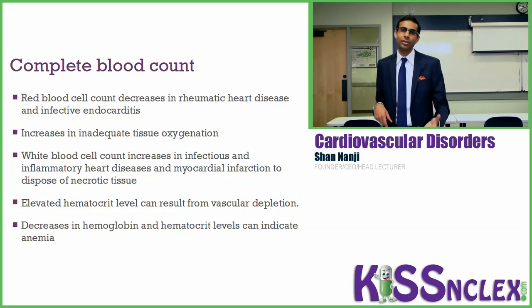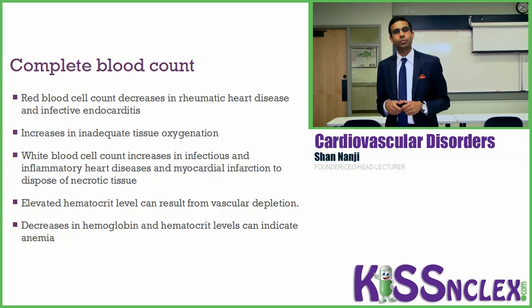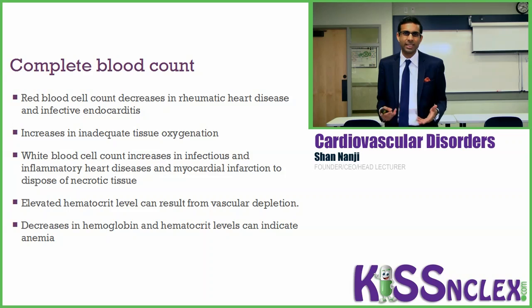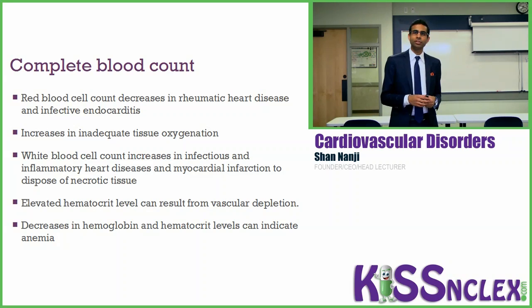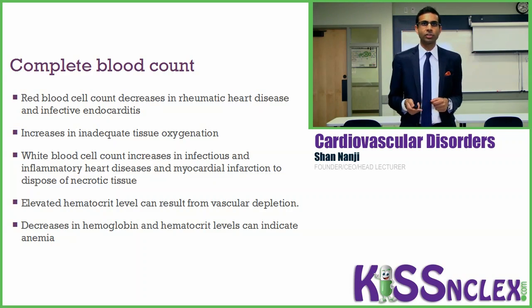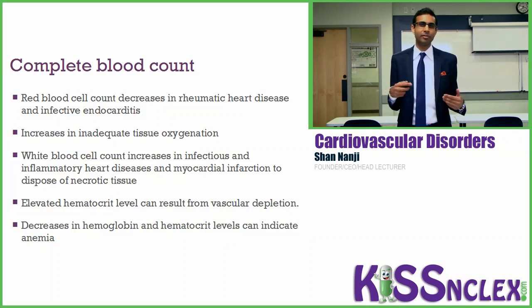And the reason they do that is so that white blood cells can go and get rid of this necrotic tissue. Okay, so if you have an infection or necrotic tissue, you can have increased white blood cells. And with infections, increased WBC is a sign that your immune system is trying to combat an infection. You can get an elevated hematocrit. That's just like increased concentration, let's say, of your blood because you've depleted your vascular system. And decreases in hemoglobin and hematocrit can be indicative of anemia.